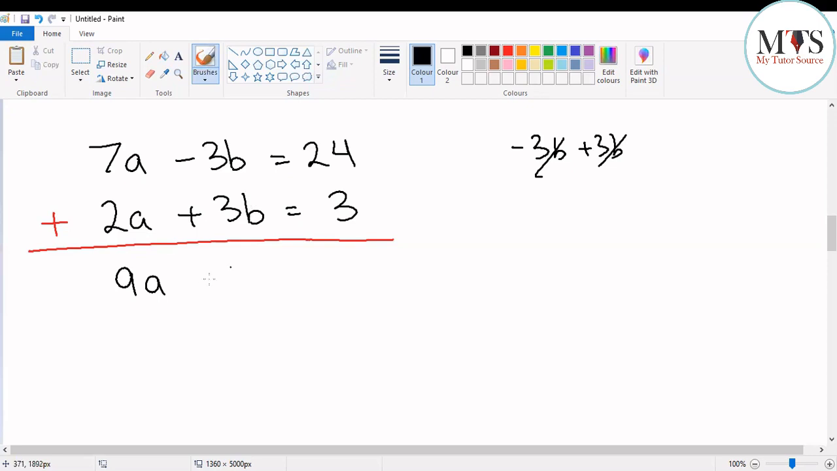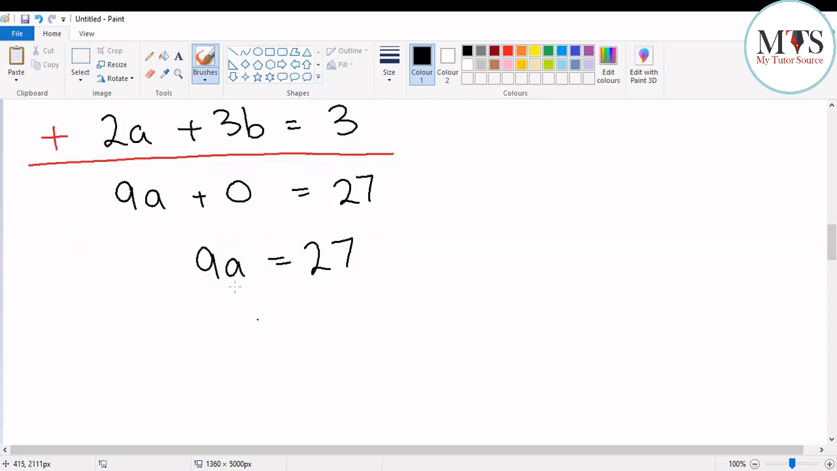Okay. So it's going to be plus 0 equals 27. Right? 24 plus 3 is 27. So now you have an equation we can work with: 9a equals 27. Now, how would you solve this?